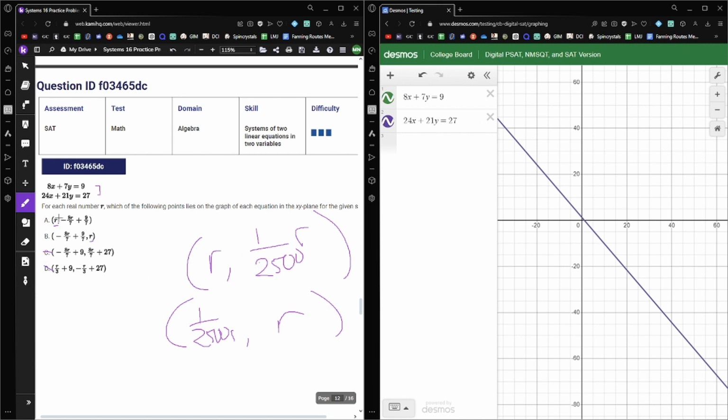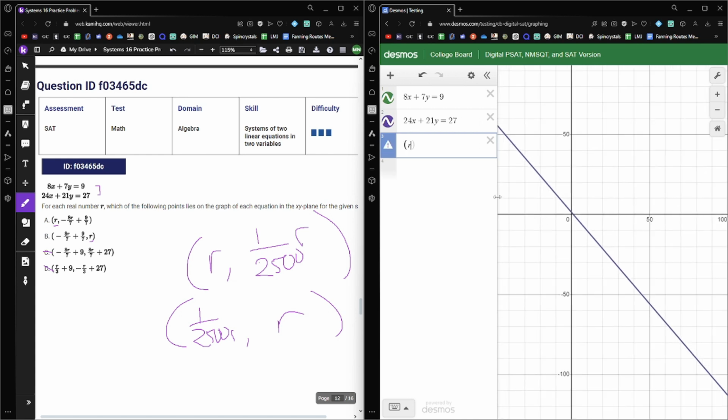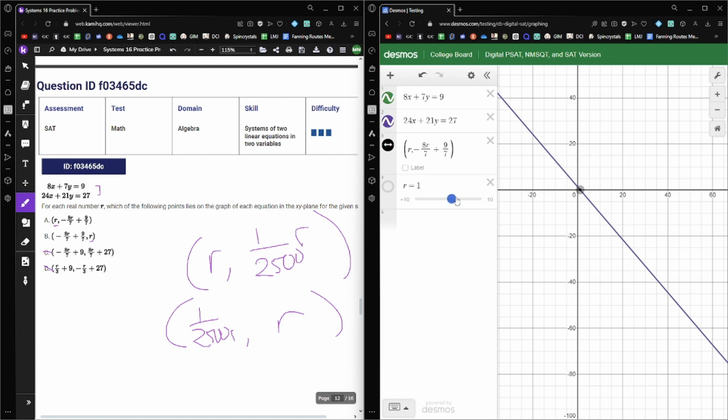Now all we have to do is plug A and B into Desmos. So let's try this out. Give me a second. So r comma negative 8 over 7 r plus 9 over 7. Let's add that slider. And oh well, look at that. No matter how you move it, it should still be on the line, and it is. So our answer is A. Wow, we got lucky. It was the first one. Hold on, I should just draw a circle. There we go. For funsies, I'm gonna go through the rest though, just to show.